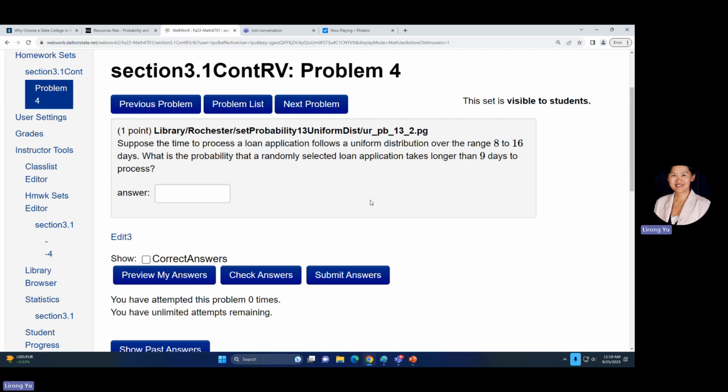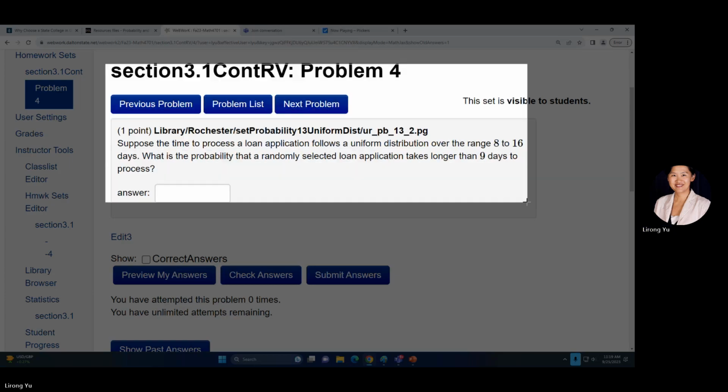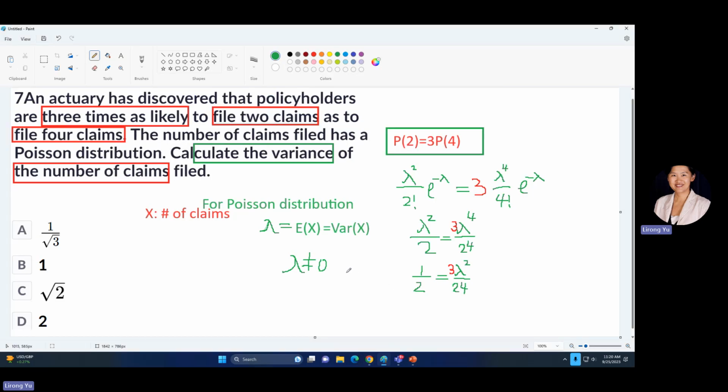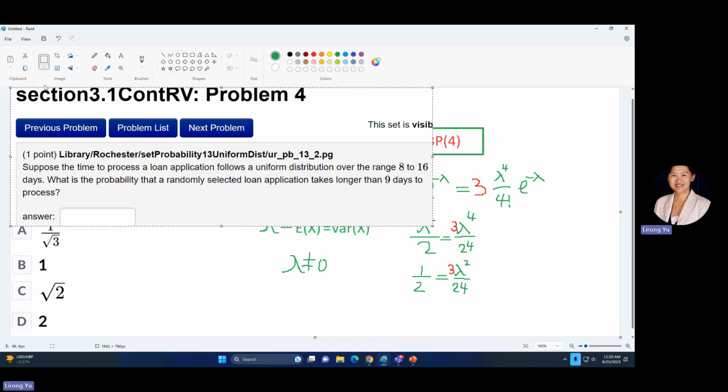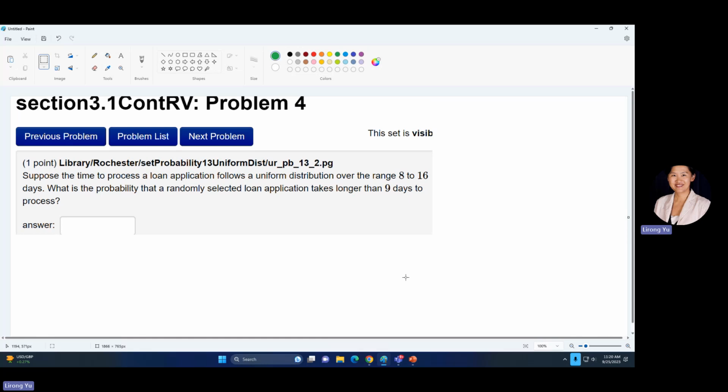So like this question, when you submit a loan application, your waiting time can be anywhere from 8 to 16 days. So that's equally likely 8 or 9 or 10, definitely a little bit over a week. So you can set up what's called a density curve. You can set up a graph to try to visualize what's going on. And that graph is what we call a density function.